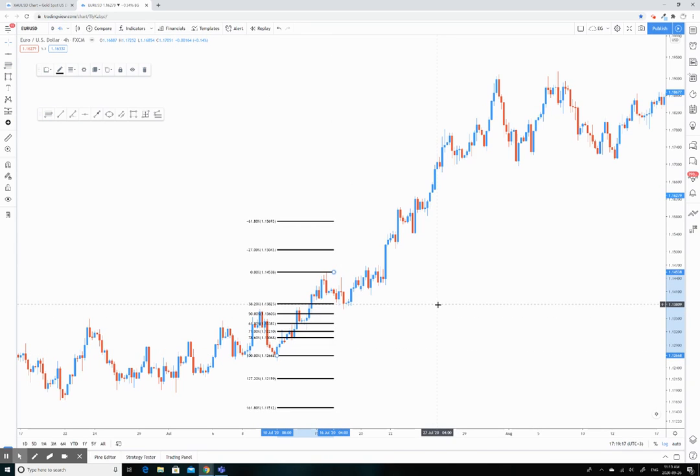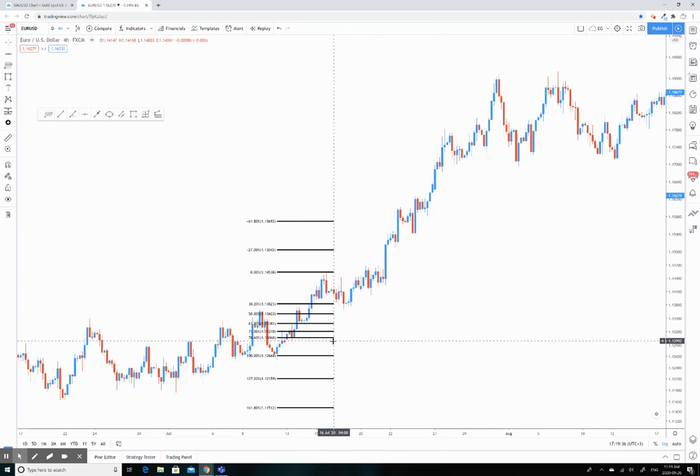I know I'm going to have a lot of linked videos in this one, but I'll link my fib video on this too if you need more explanation on how to plot that. But essentially, this is how you draw it in: from your swing low to your swing high in an uptrend. Exact opposite in a downtrend, and we'll do an example of that as well.